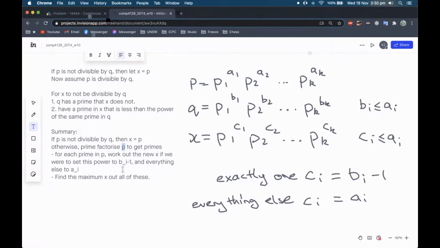So, does anyone have an idea for how we might get the prime factors of p without actually prime factorizing p? So once again, is there a way to get the prime factors of p without prime factorizing p? And this might seem like an impossible task, but I urge you to remember this one assumption that we made at the beginning here, that p is divisible by q.